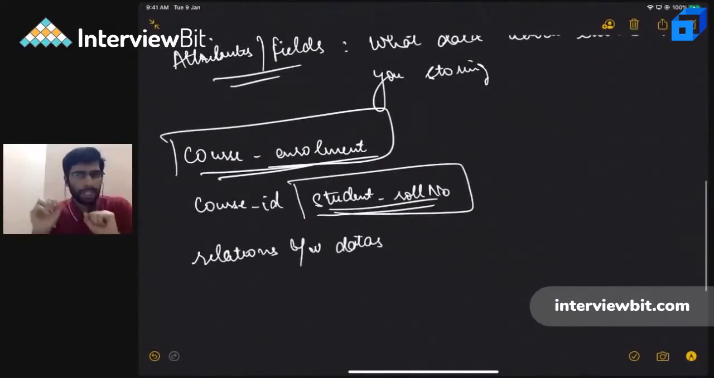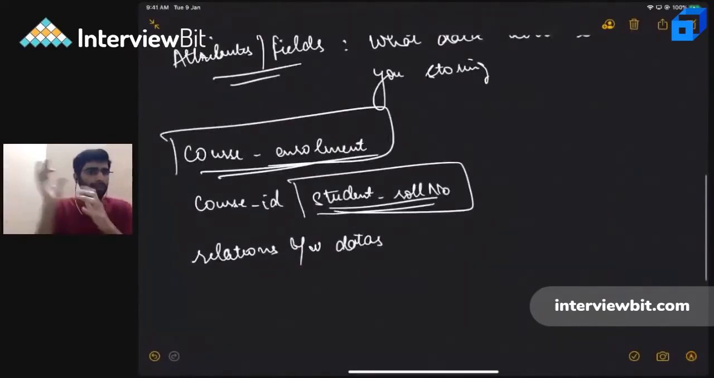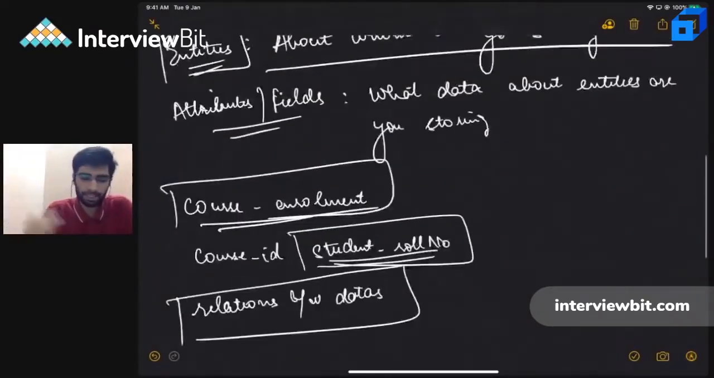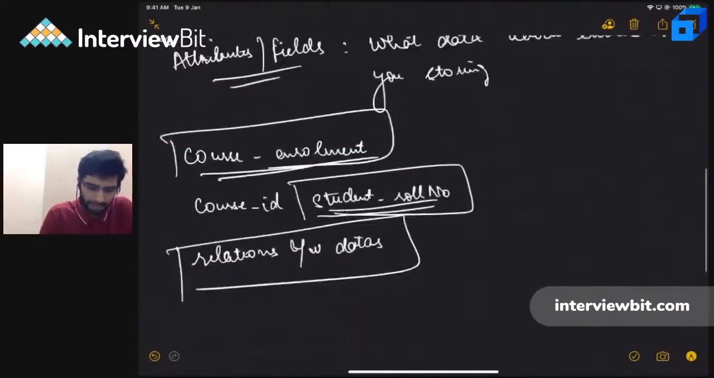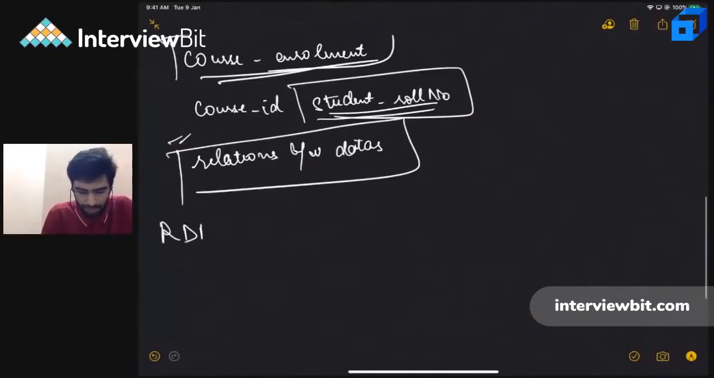So now we observe one pattern: we are maintaining data about something, and because we have maintained data about different things, we somehow need to maintain relations between them. So a database management system which stores data in the form of entities and the relations between them is known as an RDBMS, or relational database management system.